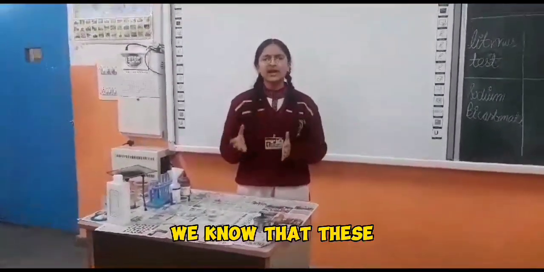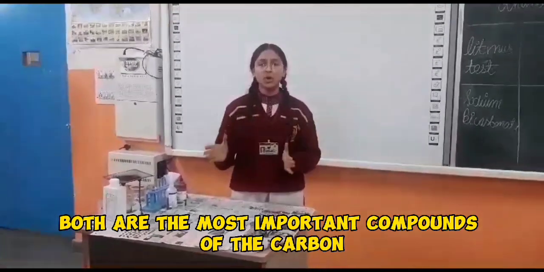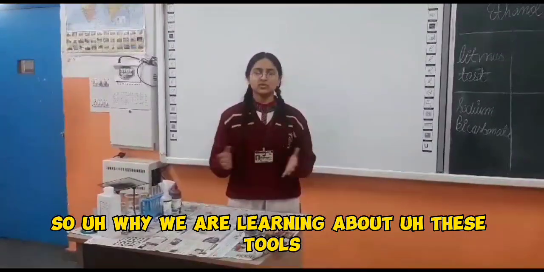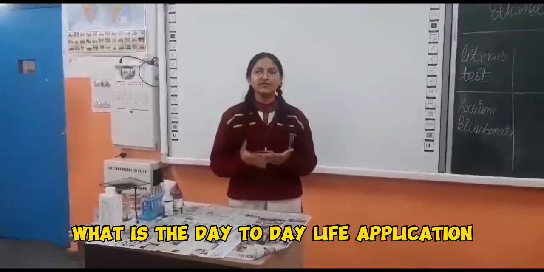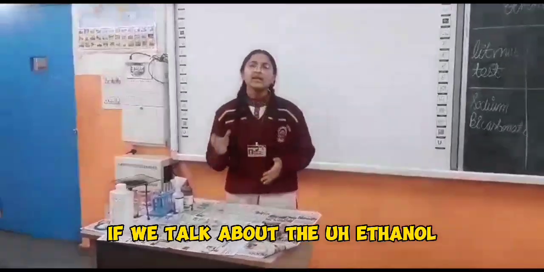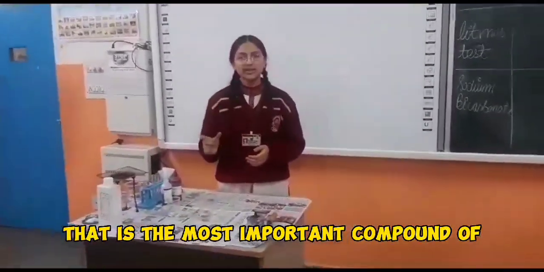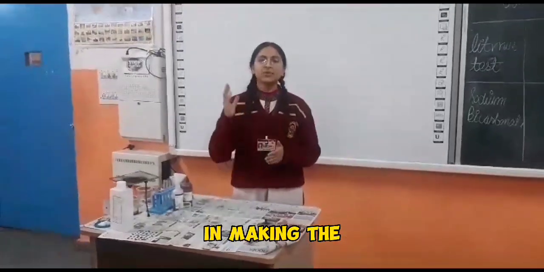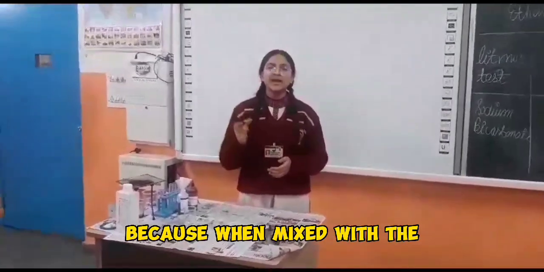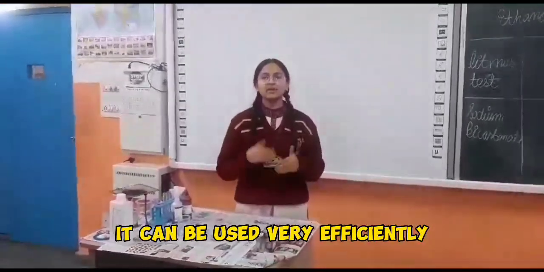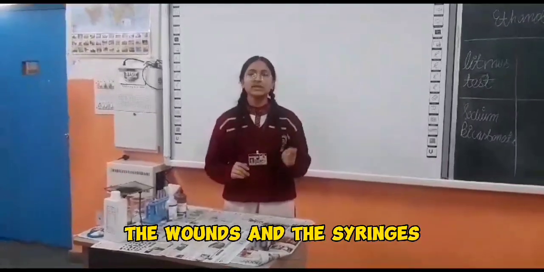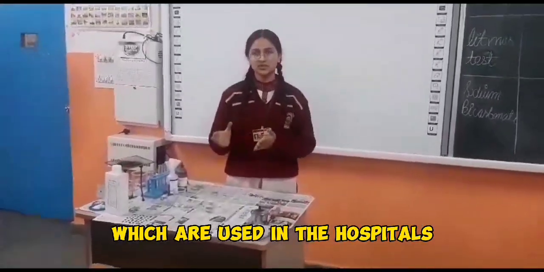Now we know that both of these are very important compounds of carbon. So why are we learning about these two? What are the day-to-day life applications of both of them? Ethanol is the most important compound in making alcoholic beverages, and it is also known as a motor fuel because when mixed with petrol, it can be used very efficiently. It is also used to sterilize wounds and the syringes used in hospitals.